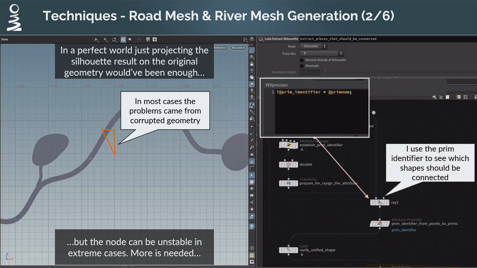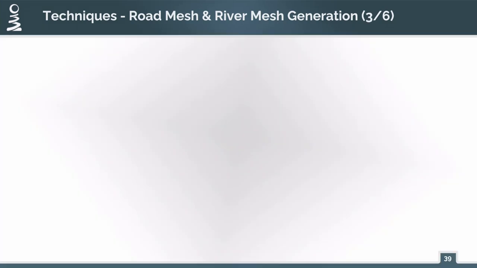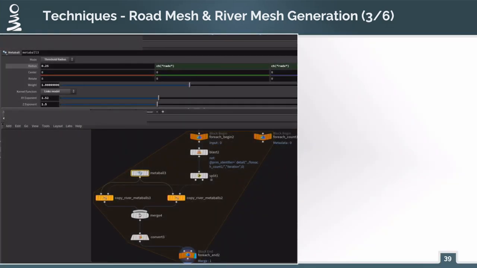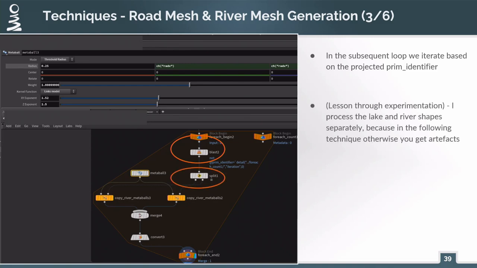And the thing that the Labs tool gives us, though, is an index for the prim number that we can project onto the raw inputs. So in the following step, we can start iterating over this prim index for all of the shapes that are supposed to be connected. We blast everything that is not the currently processed prim identifier.